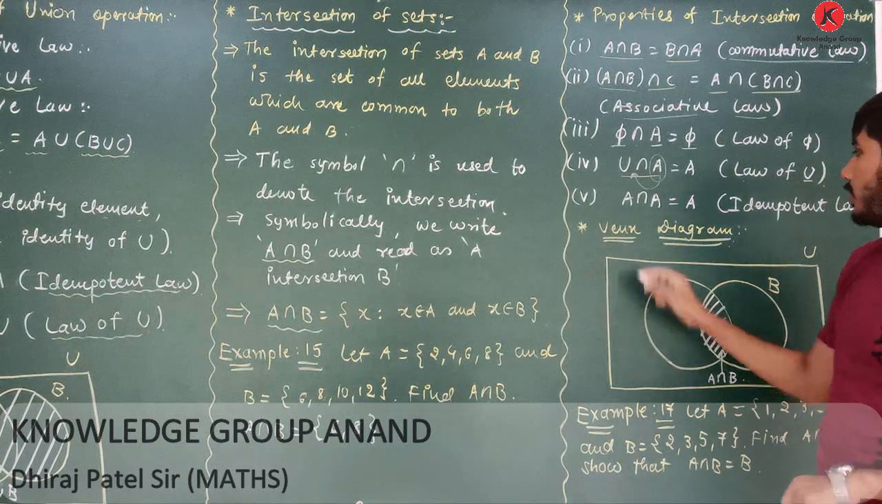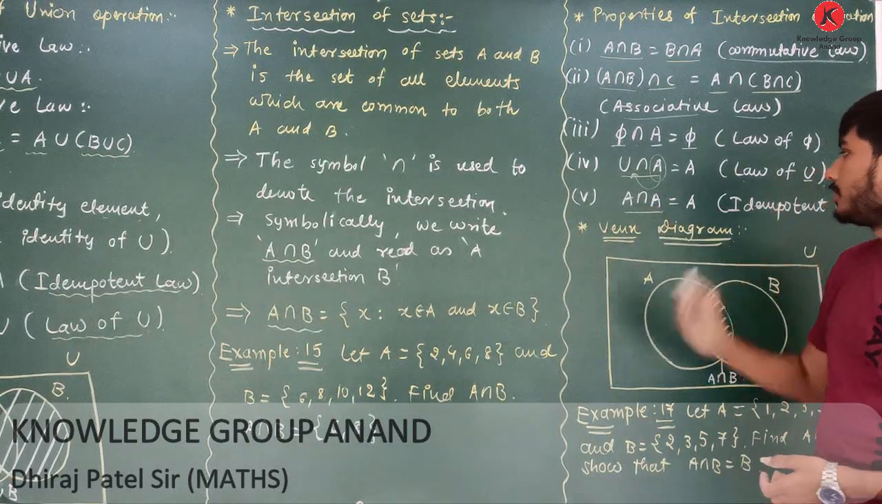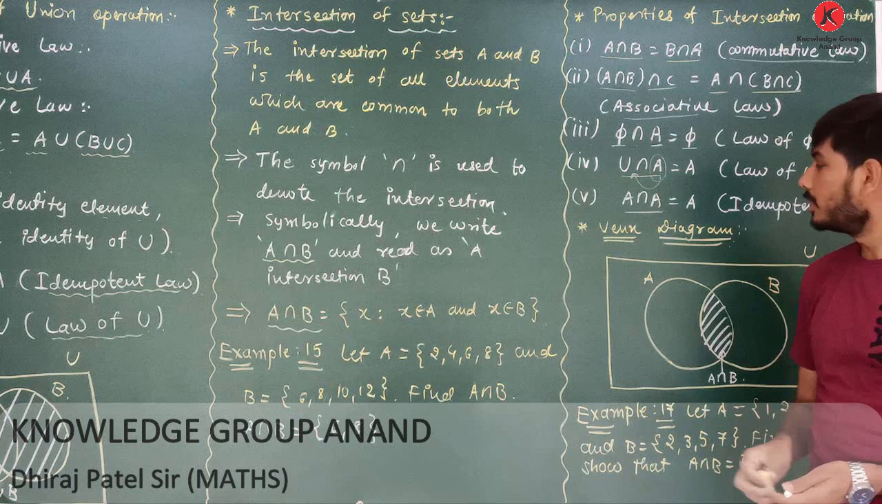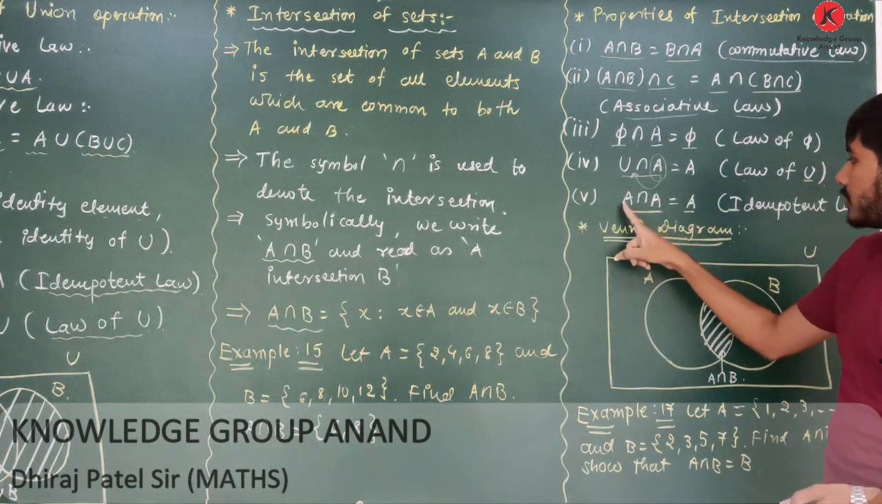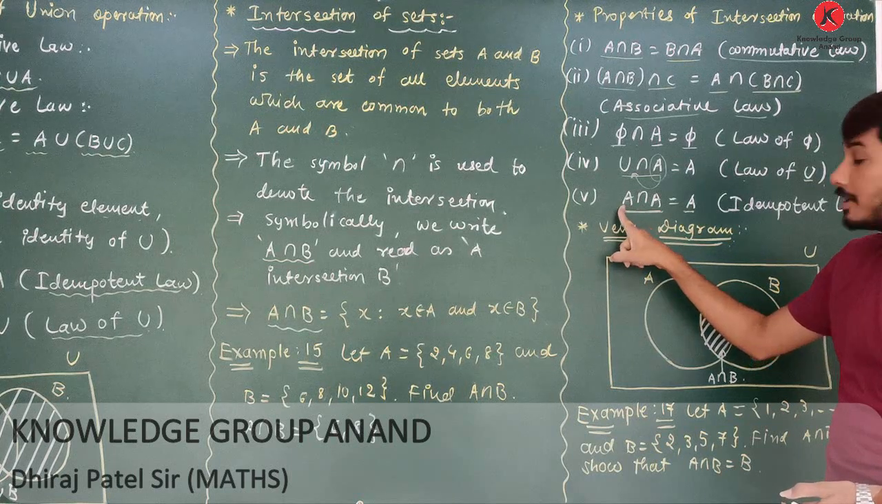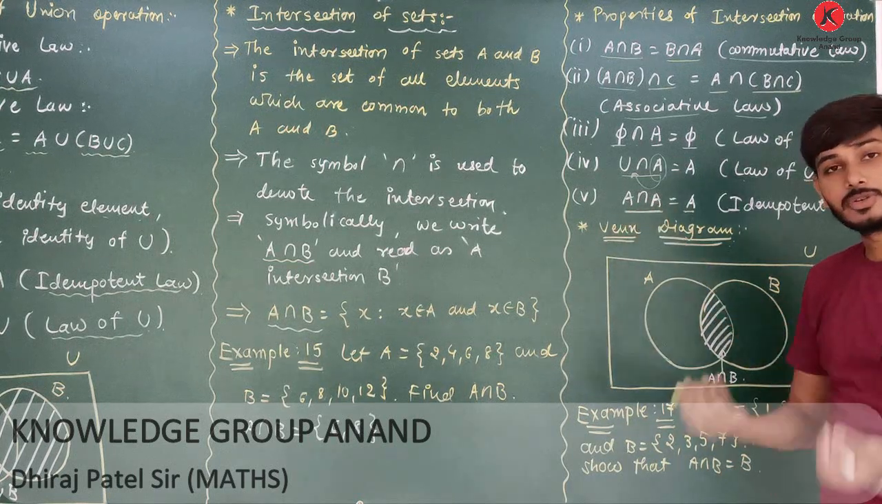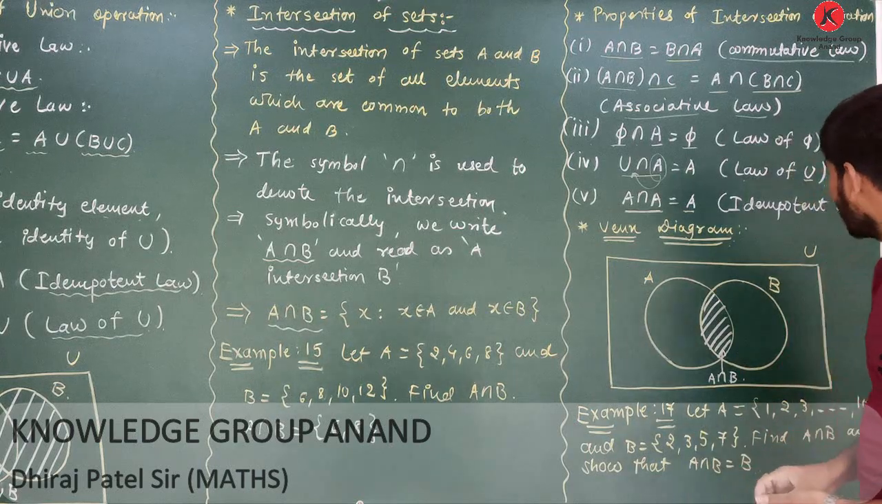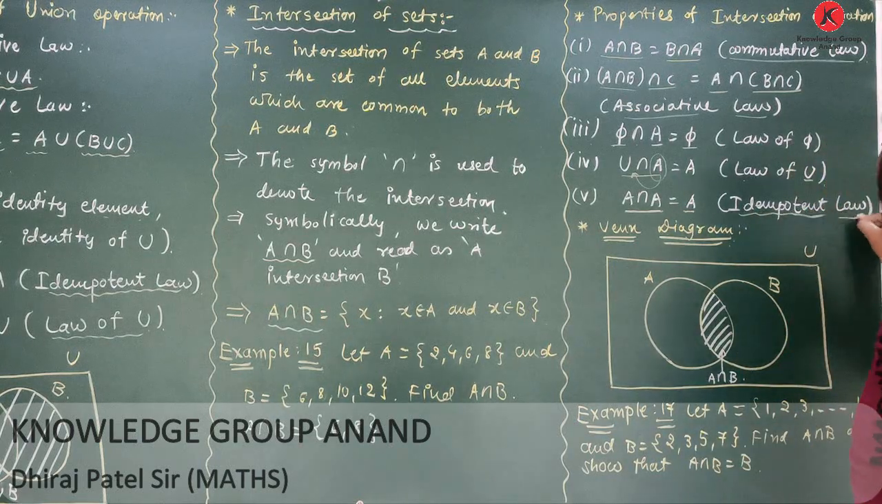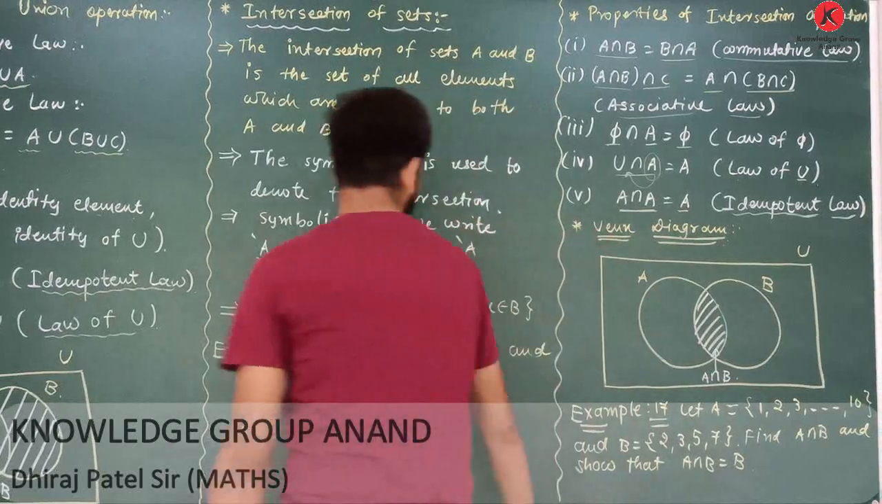Okay. Next one, fifth one, A intersection A, which equals A. The common elements of set A and set A equals set A. All the elements which are common in set A also. Okay. This law is known as idempotent.